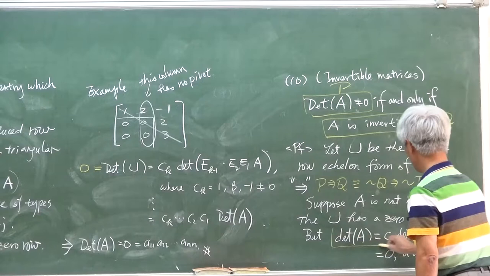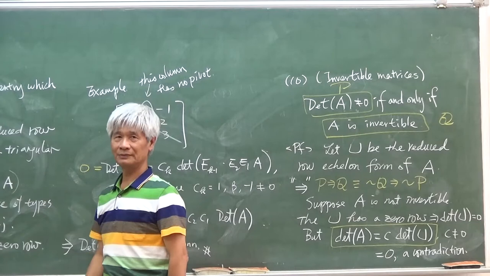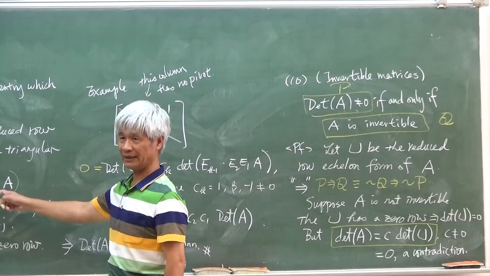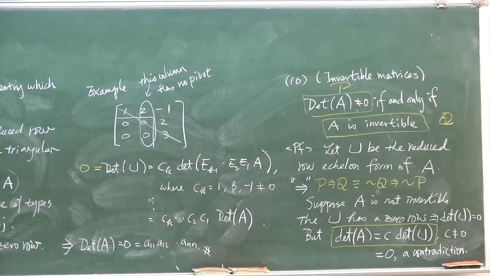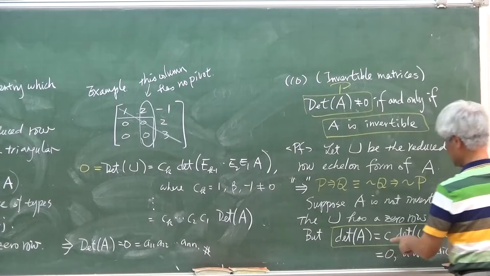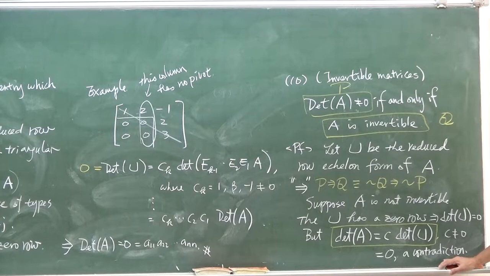Any question about this one? Because I already used the knowledge we got from this proof. This is general, right? When U is the row reduced echelon form of a matrix, then U actually is like this one. We apply the operations on A. So eventually we have that the determinant of A is equal to a constant C times the determinant of U. And this constant C is not zero, just by applying the operations. And we have done that here already. So we have that.